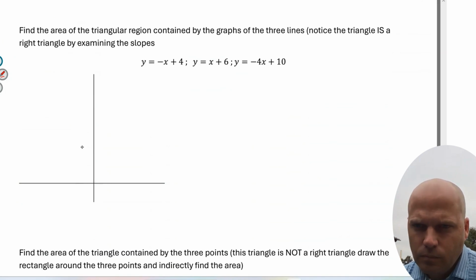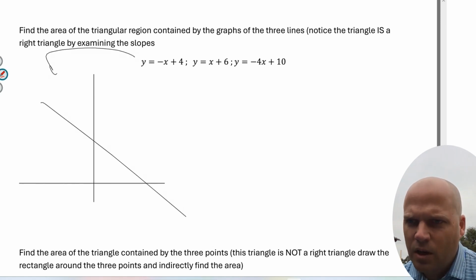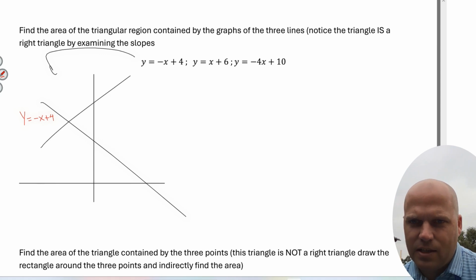Okay. You got y equals negative x plus 4. Just going to kind of sketch these. I'm not going to be perfect with them. I'm going to say this is y equals negative x plus 4. I know we're going to go down 1 over 1. I know I have the y-intercept of 4. We're good. Now we got y equals x plus 6, which will look something like that.